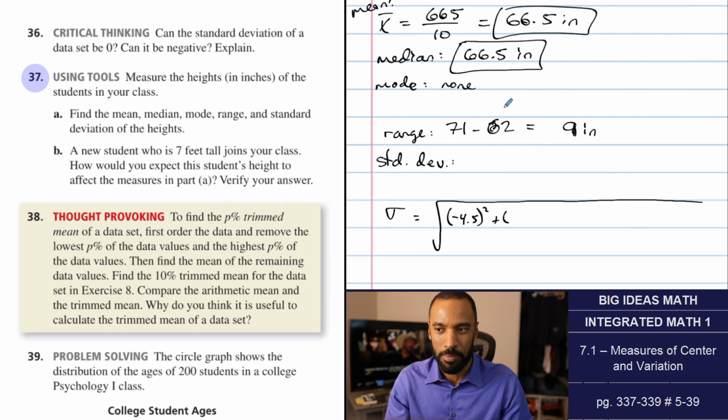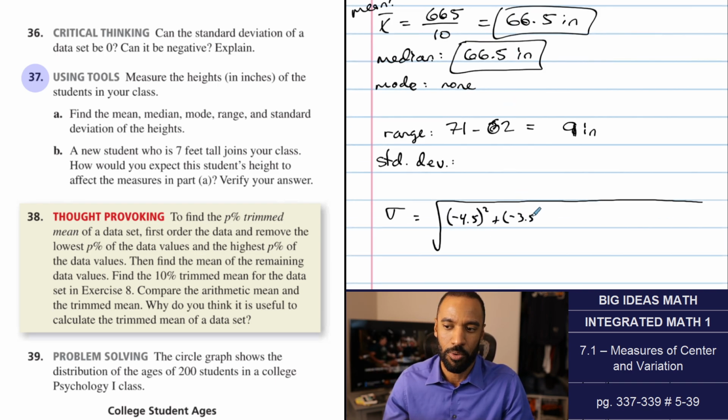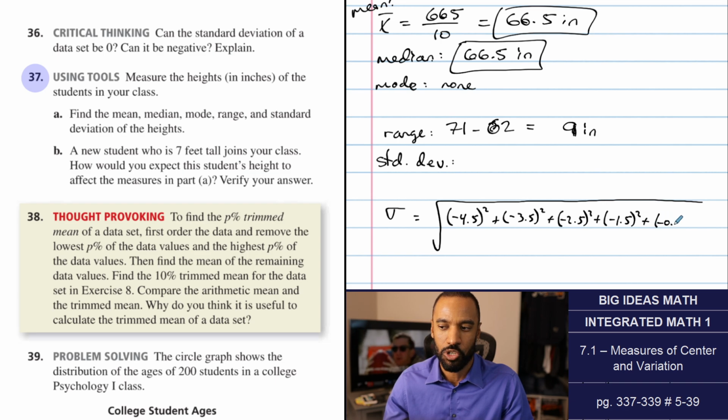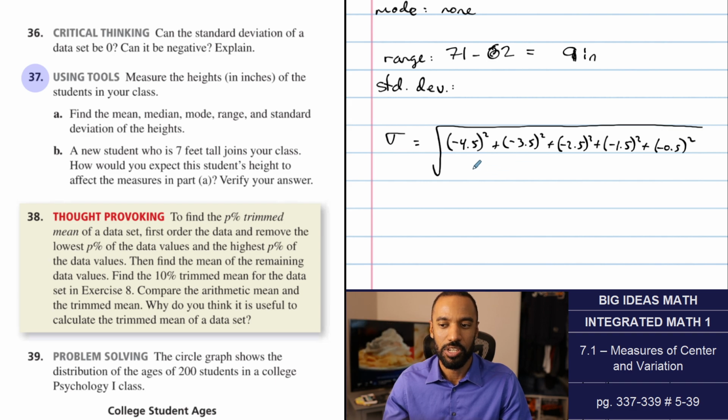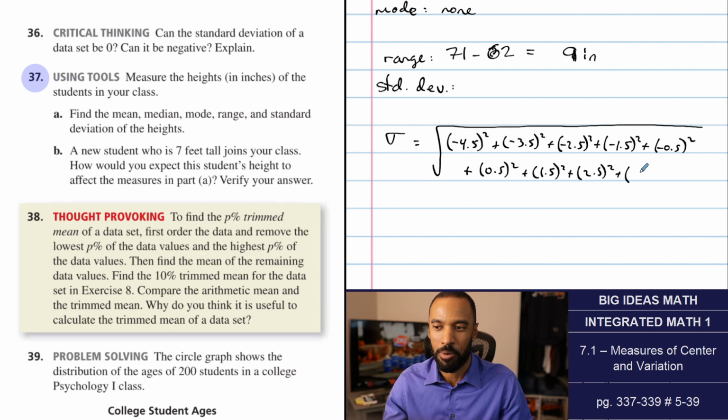Then you have 63 minus 66.5, which is negative 3.5. I got to square that. The next one is negative 2.5 squared, and then negative 1.5 squared, etc. And then negative 0.5 squared. That's the first 5 of them. And the next 5 are the positive versions of that, but when you square them, it becomes that same number anyway as the negative ones are. And no, this is not a fraction. This is just writing them all out.